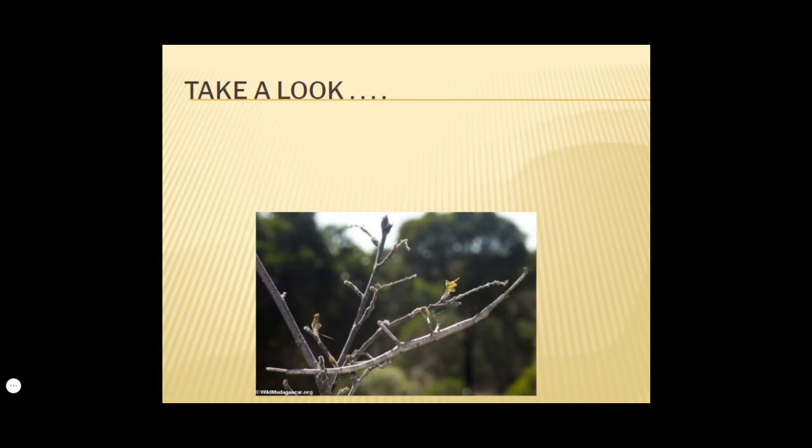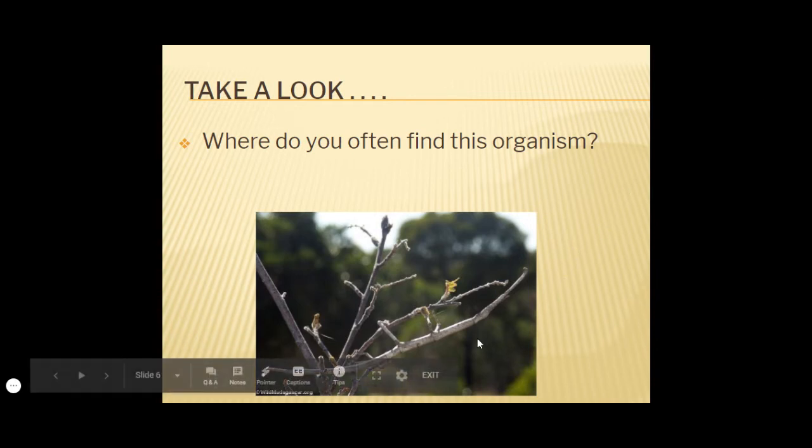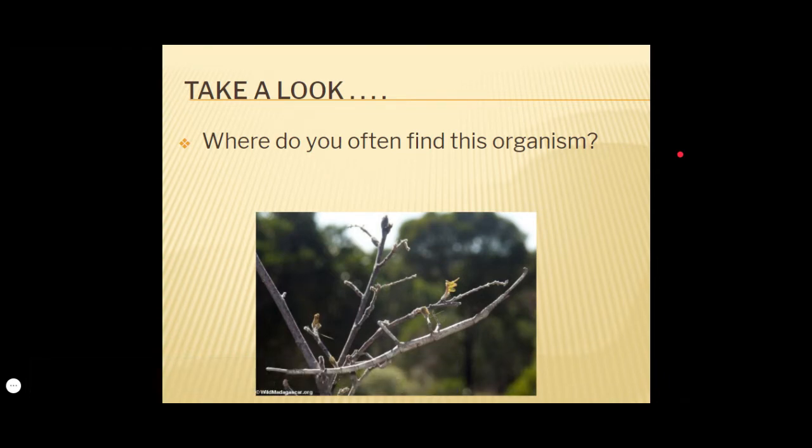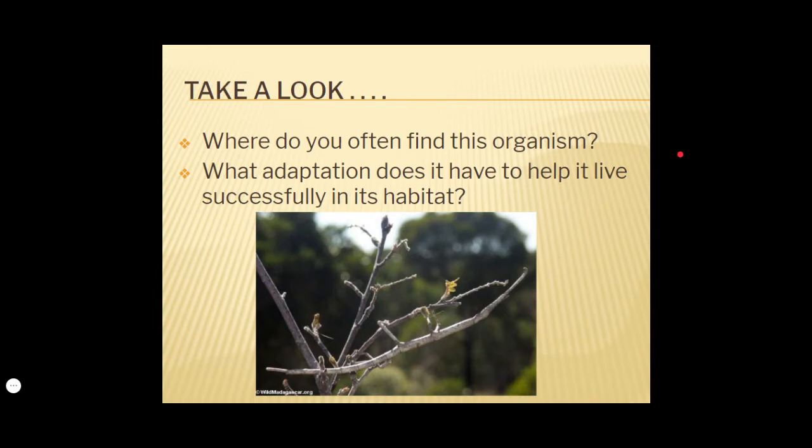Okay, here we have another organism. Take a really, really close look and try to find it. If you haven't found it yet, the organism in question is right here. It is a stick bug. So where do we often find this organism? Typically on plants that have branches and stems, because it is meant to camouflage in and look like those leafless branches. It looks like a stick, and that's what helps it successfully survive in its habitat.